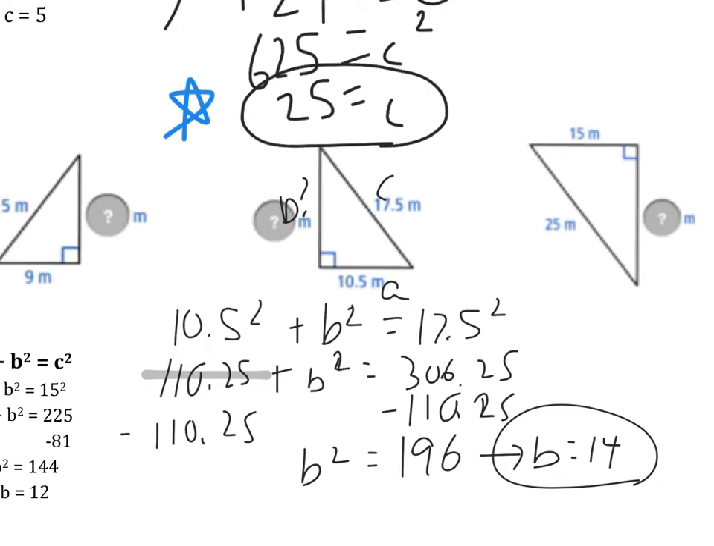Notice how B is less than C. A and B should always be less than C. C is the longest side of the right triangle. So C, without a doubt, should always be the longest side in the right triangle. Here's A, here's B. Those are both less than 17.5, so that passes the eye test there. If you get a number for A or B that's bigger than the hypotenuse, you know you may have done something wrong.